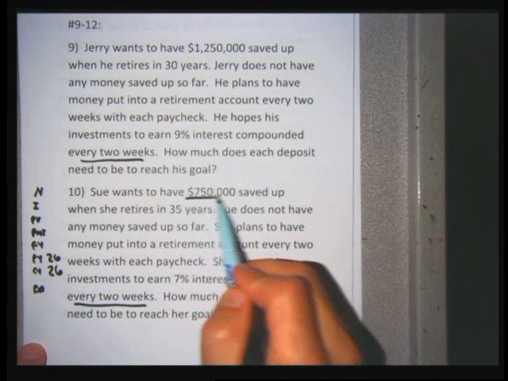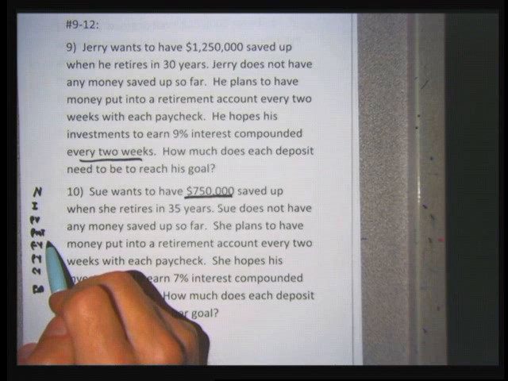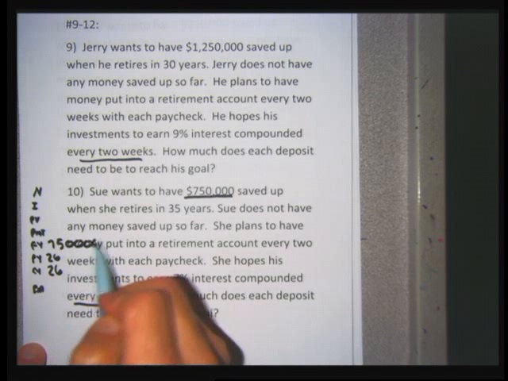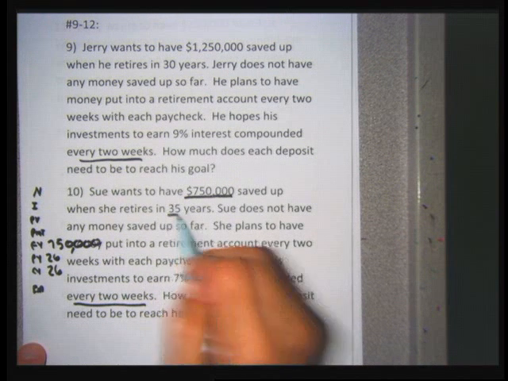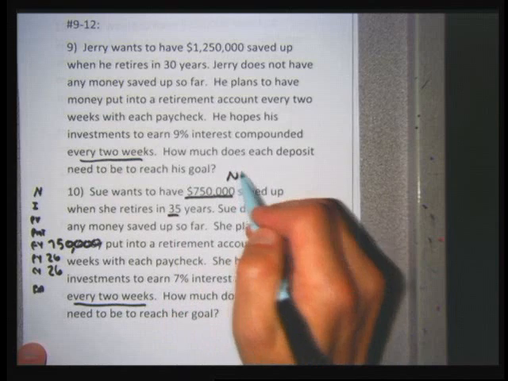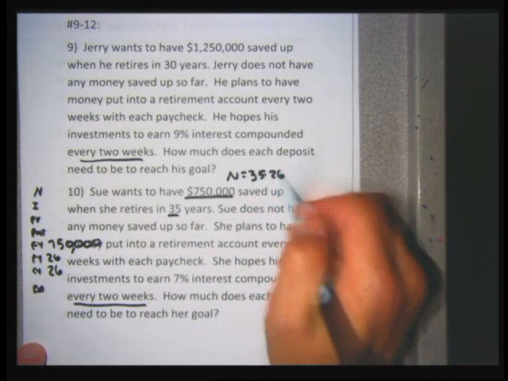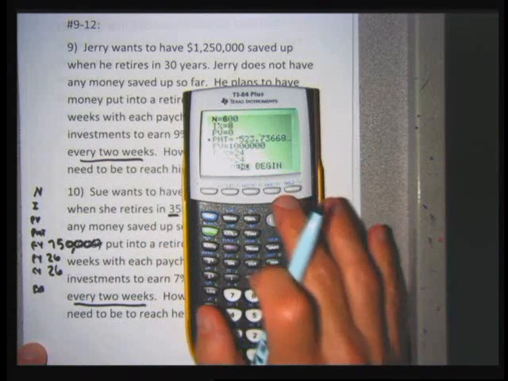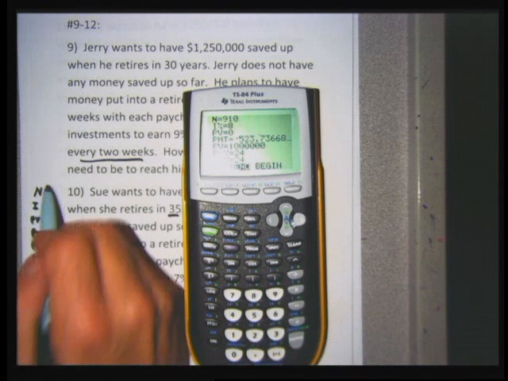The first dollar amount of $750,000, that's her future retirement goal. That goes in as the future value. Always future value goes in positive. So $750,000 is the future value. The 35 is going to give me the N. My N is going to be the 35 years times the PY of 26. So I'm going to go to my calculator, type in 35 times 26 for the N, and I get 910.